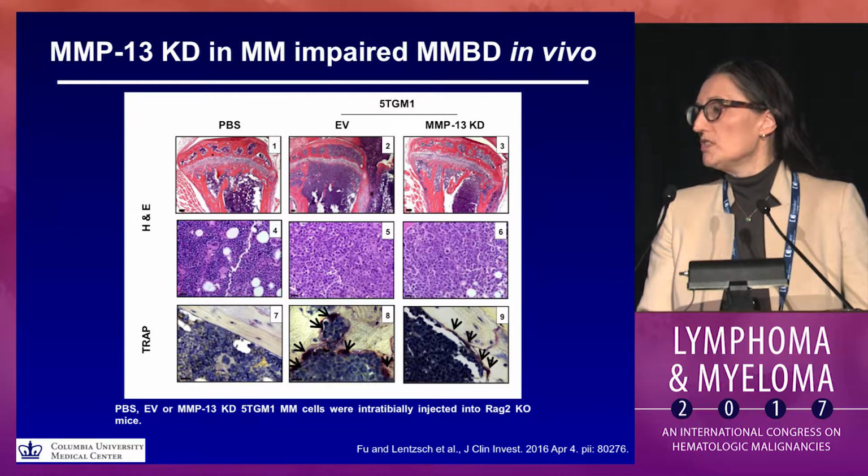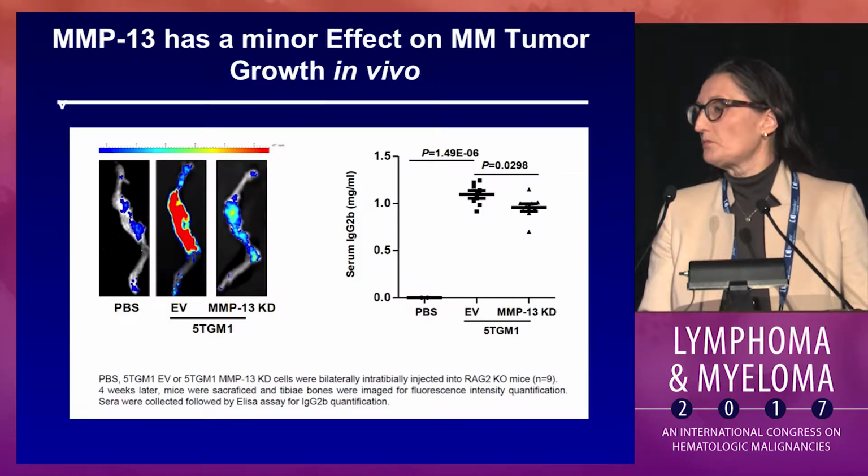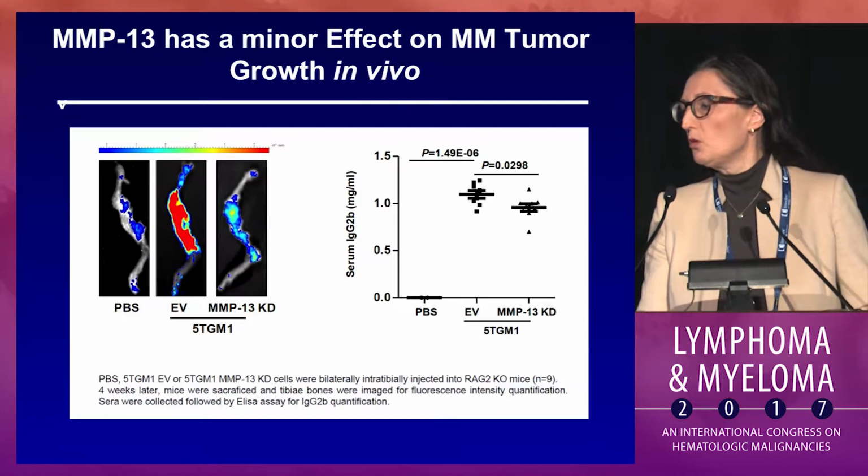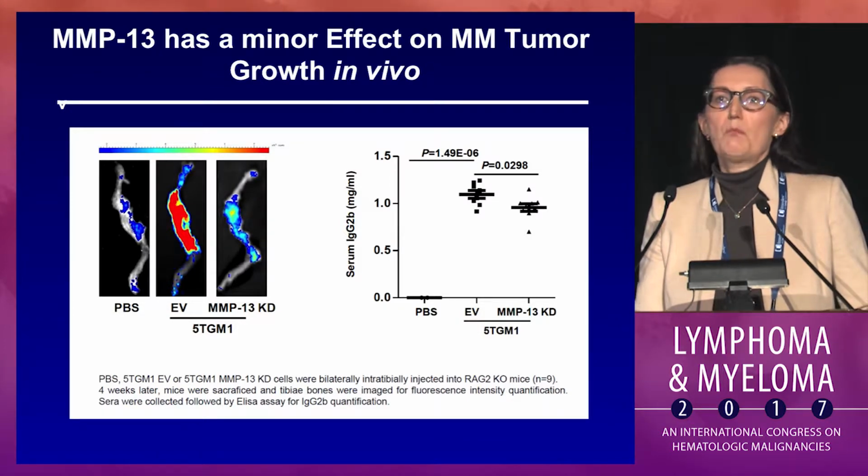When we add the tumor cells with knockdown of MMP 13, it restores or maintains the architecture of the bone. There is a less dense infiltrate of multiple myeloma cells, and I think you appreciate that the small rim of osteoclasts look always normal, and the osteoclasts have a normal size. We also looked for the effect of knockdown of MMP 13 on the tumor growth. There was a slight decrease of the tumor growth, but I think this was a minor effect.